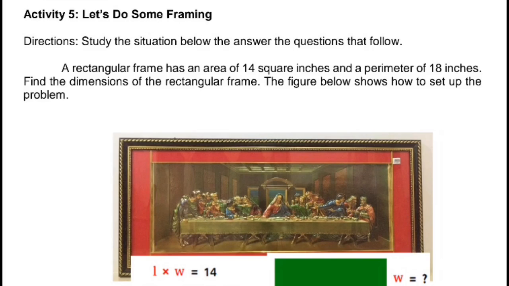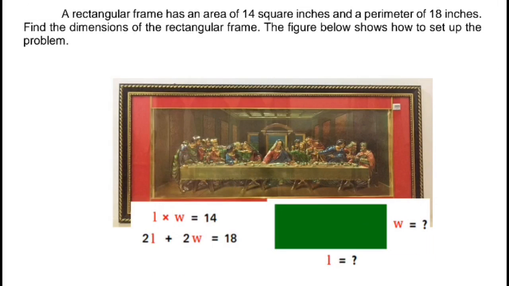So a rectangular frame has an area of 14 square inches and a perimeter of 18 inches. Find the dimensions of the rectangular frame. So the figure below shows how to set up the problem. So you have there L times W equals 14. This is for the area. And for the perimeter, it's 2L plus 2W equals 18.